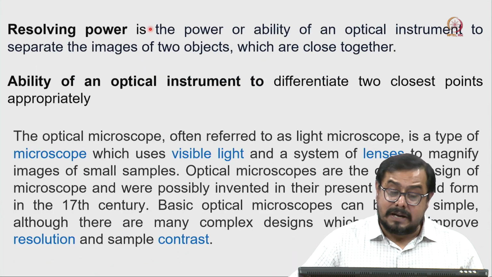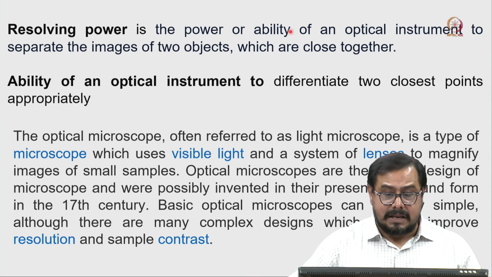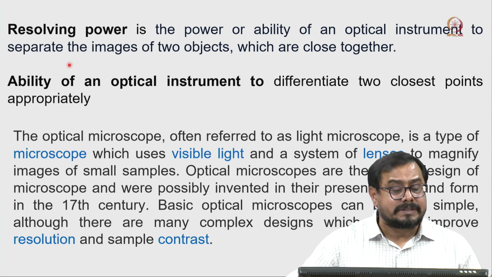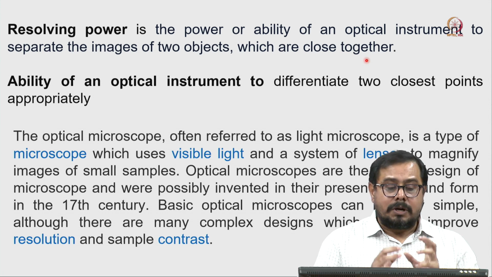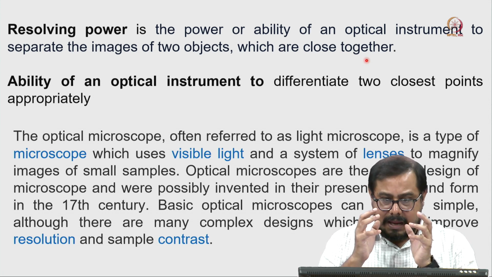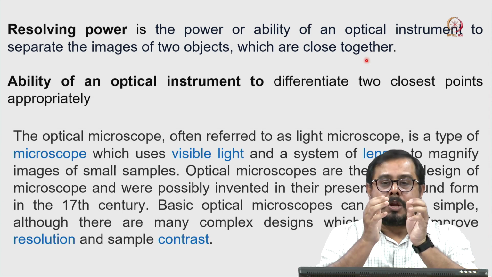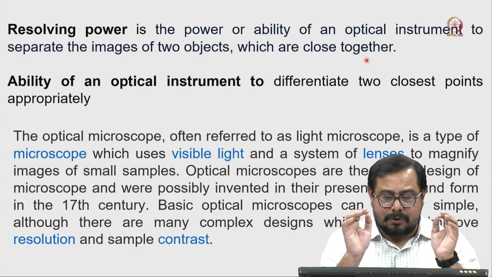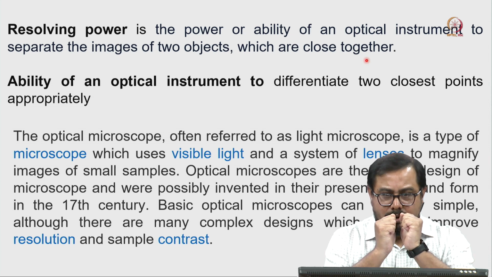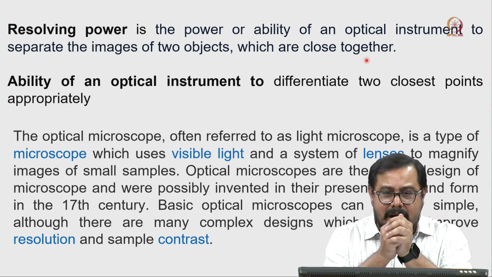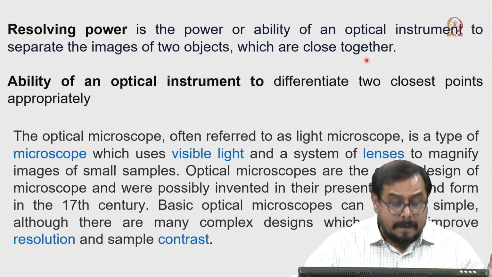I will also discuss a little bit about resolving power. What is resolving power? Resolving power is the power or ability of an optical instrument to separate the images of two objects which are close together. For any lens or any microscope, if there are two objects closely packed, it can magnify in such a way that we can see the two different objects clearly. It should give us two clear objects, they should not be merged. That is called the resolving power of a microscope.